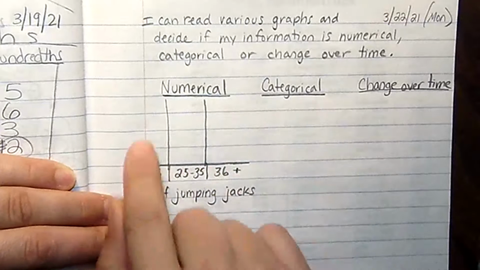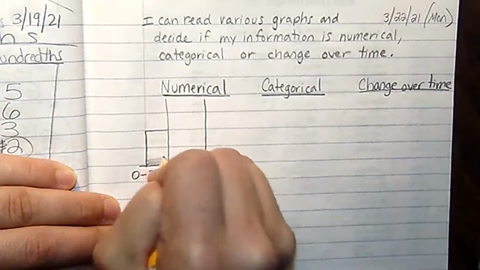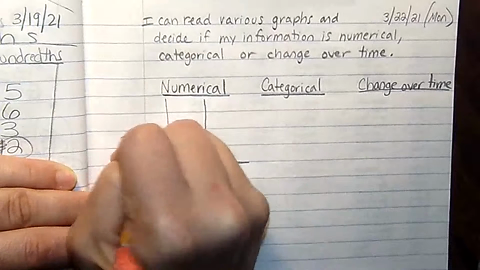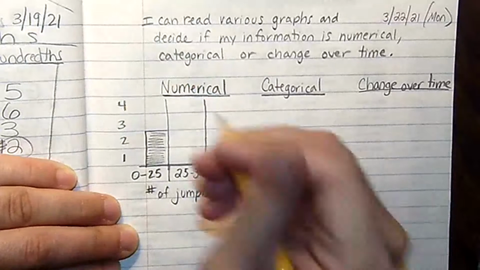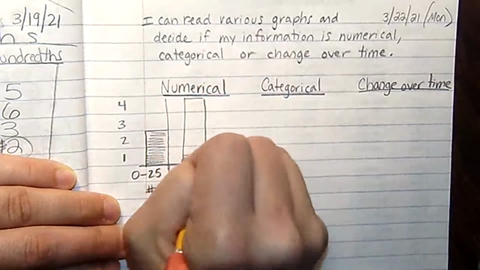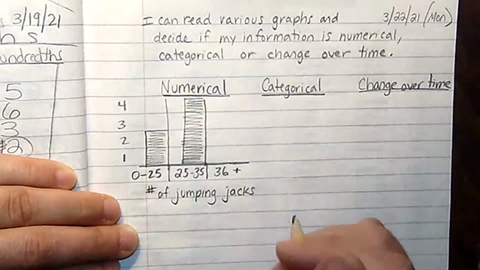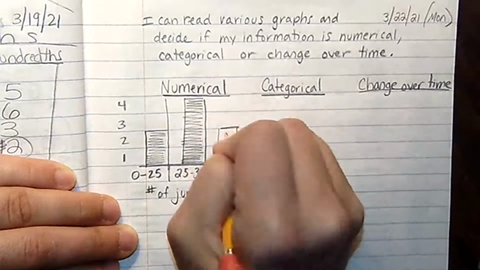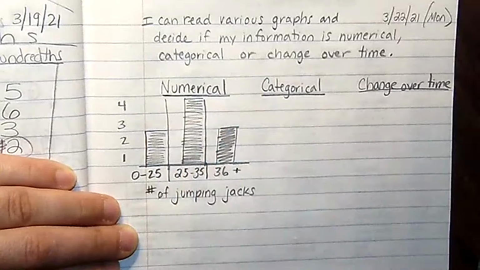When I graph my data, if 2 people have done 0 to 25 jumping jacks, I can color in my bar graph, and that would show me that 2 people have done that many jumping jacks. Between 25 and 35, 4 people have done that many jumping jacks. So I color in the number of boxes to show that 4 people did that many jumping jacks. And then 36 plus, we have 2 superstars that were jumping jack champions of the world. And this is an example of graphing numerical data.